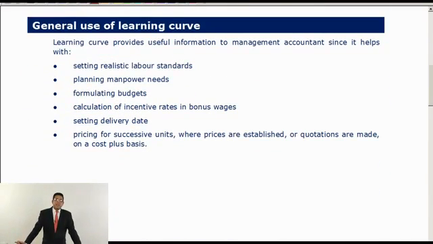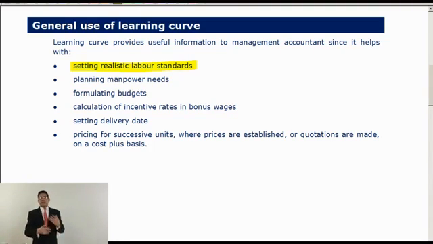Here are some of the general applications of the learning curve. It helps us to set realistic labor standards. So the idea is simply this: with the help of the learning curve, because our human resource experts or supervisors keep on observing the teams of employees or workers, they find out what should be the realistic labor standard we should set when we plan our future.